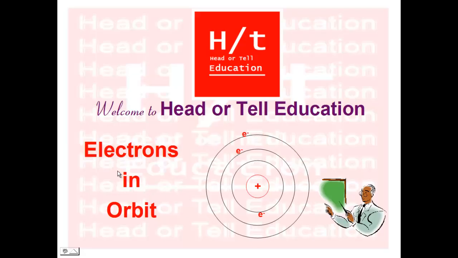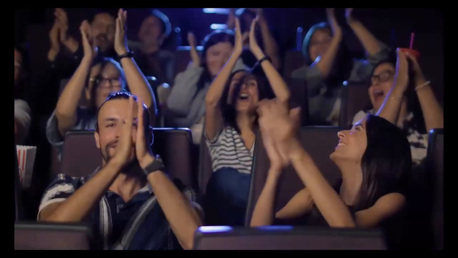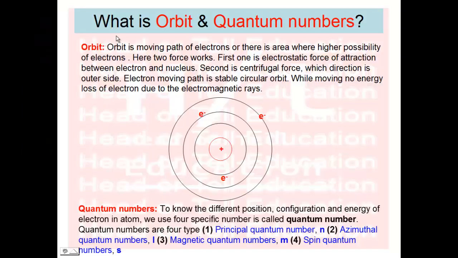Today our topic is electrons in orbit. Now, what is an orbit and what are quantum numbers? This is the moving path of electrons. Orbit is the moving path of electrons, or the area where there is a higher possibility of finding electrons.